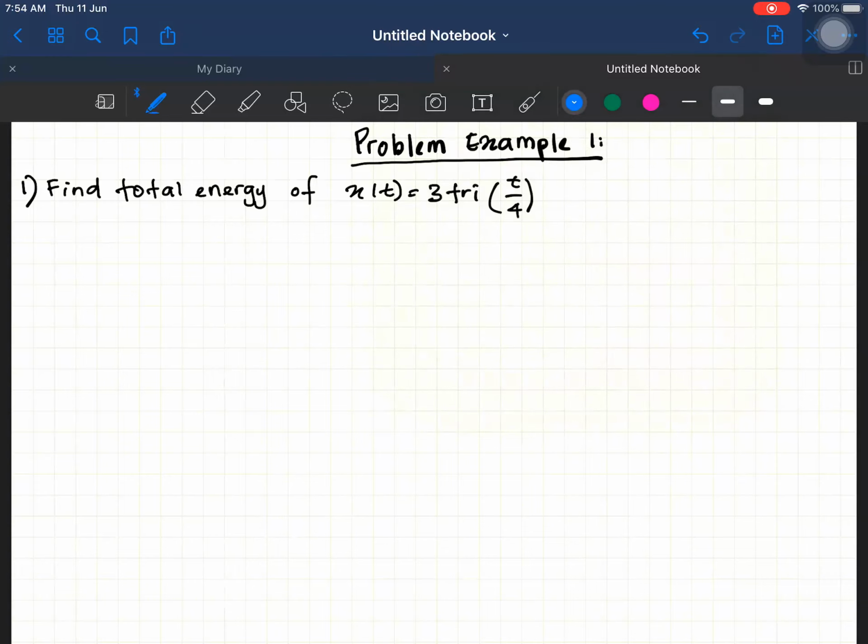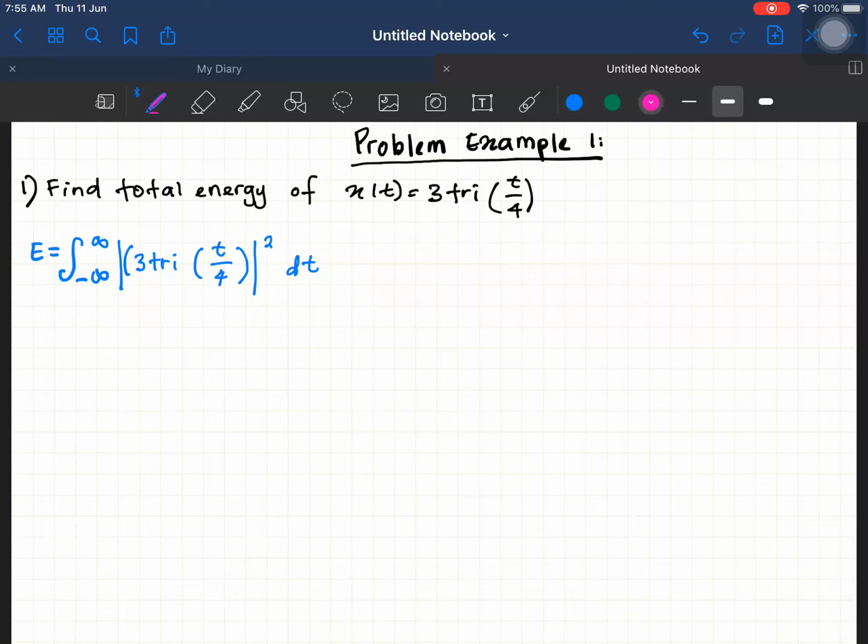So you can solve this. Let's say we use the equation for total energy, which is E equals the integral from minus infinity to infinity of 3 tri t over 4, bracket squared, dt.